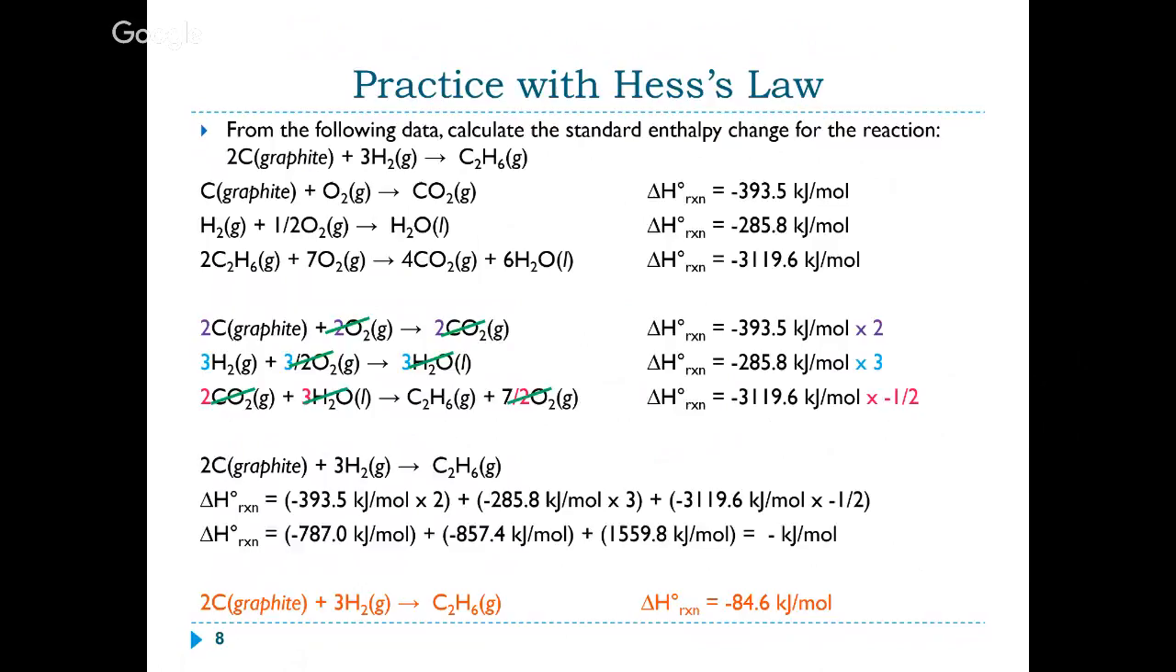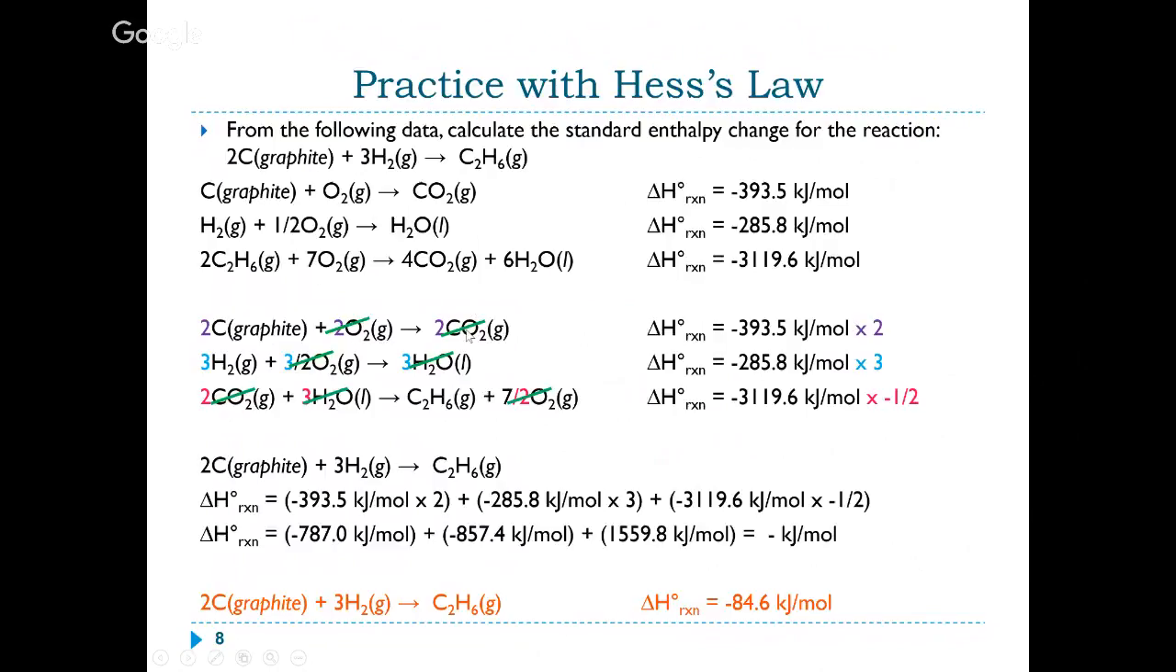So one more practice problem here. We want to figure out how we can calculate a standard enthalpy change for when we react 2 carbon as graphite plus 3 molecular hydrogens, the elemental form of hydrogen, to form ethane as a gas. So here are our given equations. These are the equations that we're going to manipulate so that this is a reactant, this is a reactant, this is a product. We have 2 of these, we have 3 of these, we have 1 of these.